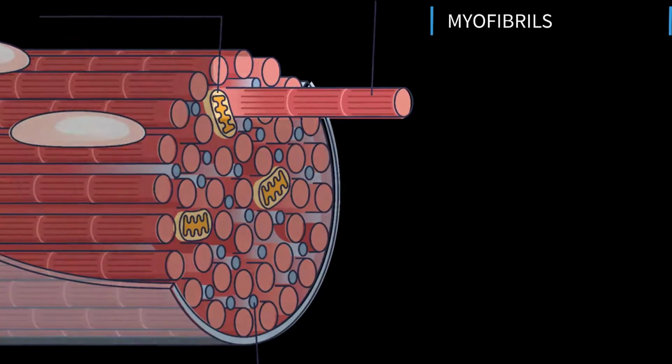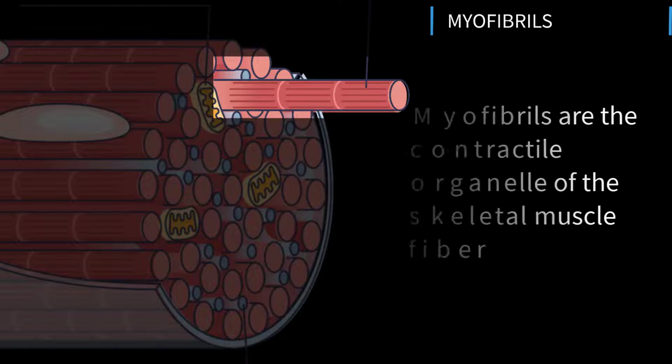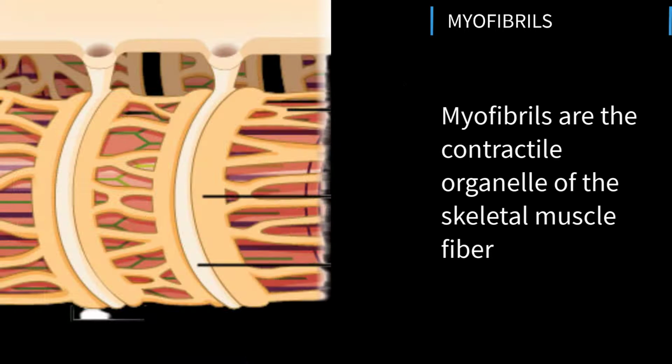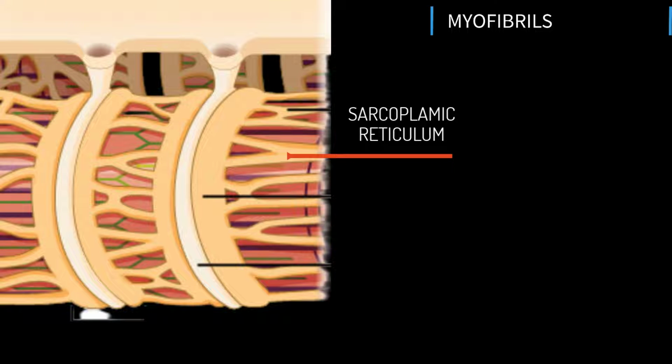Myofibrils are found within the sarcoplasm of a muscle fiber. They run the length of a muscle fiber and have a diameter of about 2 microns, and are the contractile organelle of a skeletal muscle fiber. Each myofibril is encircled by a fluid-filled system of membranous sacs called the sarcoplasmic reticulum. The sarcoplasmic reticulum stores calcium ions for use during the contraction cycle of muscle.